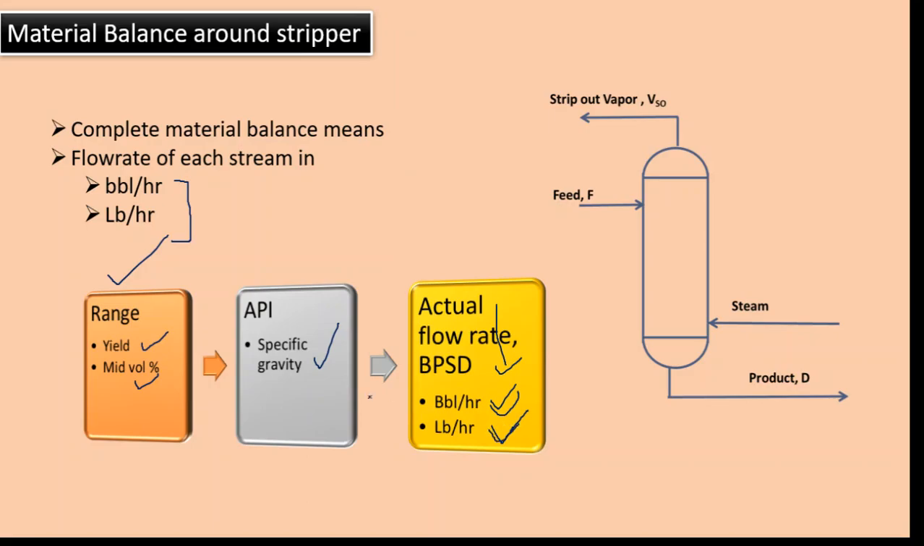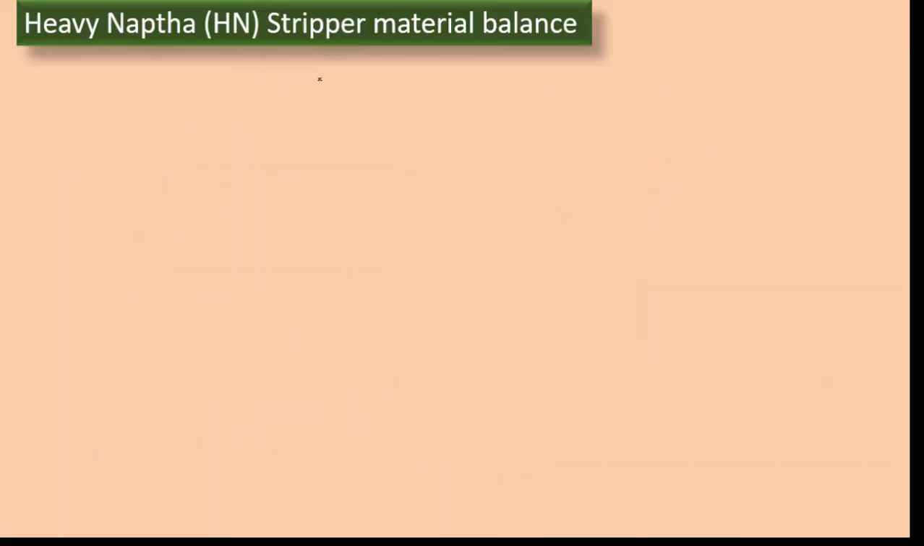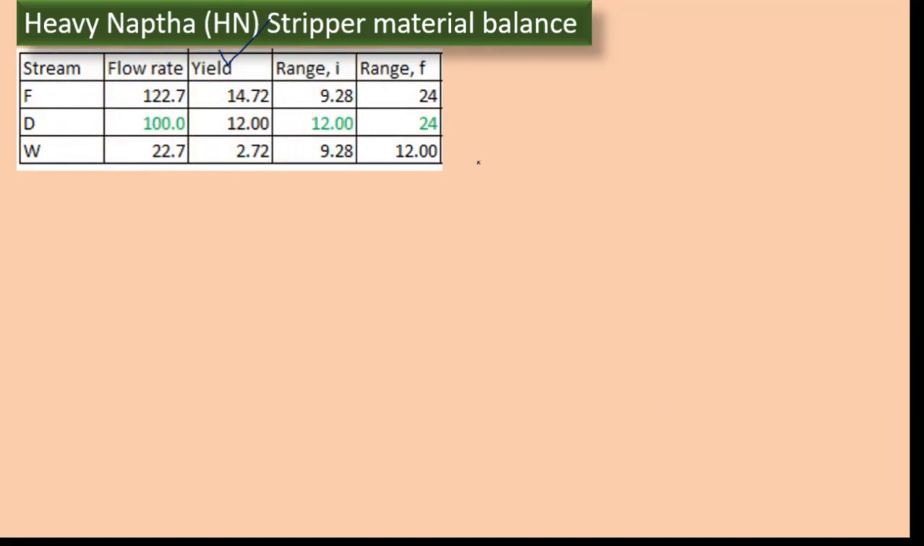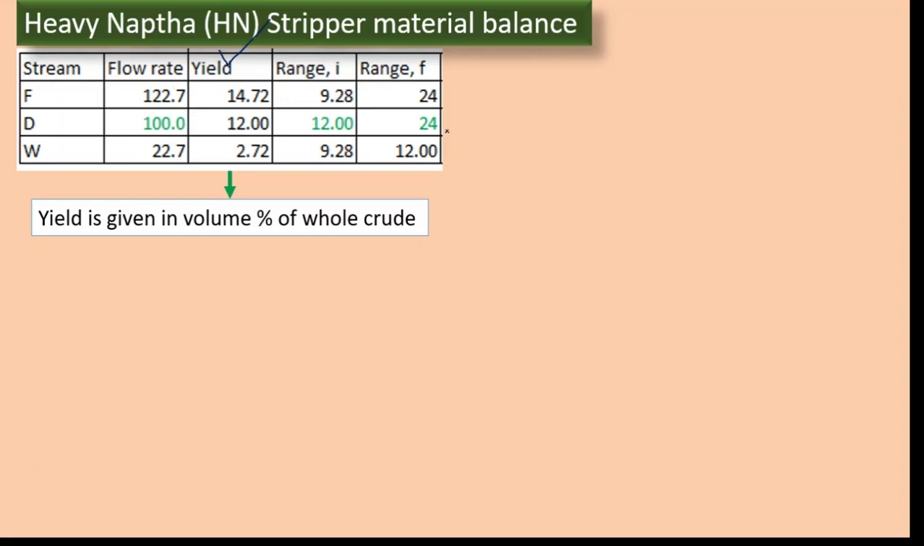So you have to keep in mind that you have to find the range of every hydrocarbon stream, then their API, then the actual flow rates. Obviously a few parameters are always given for finding the other parameters. Let us take the example of the heavy naphtha stripper material balance. Earlier we did these calculations for the stripper. We calculated the flow rates, yields, initial range and final range. Now we need to find the overall or complete material balance.